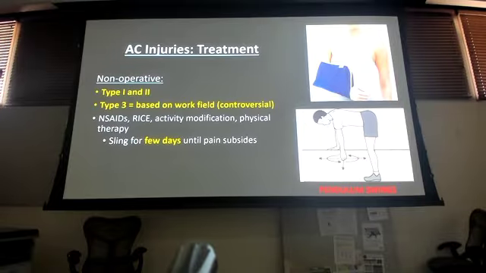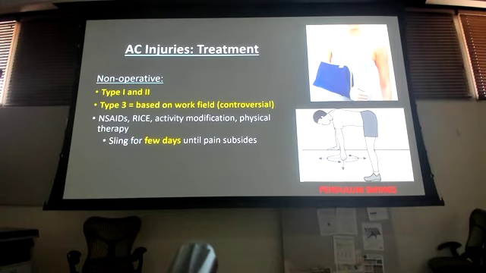So non-operative, type 1 and 2, very reasonable. Type 3, and notice I went from 3 sticks to the number 3, just to clarify. Type 3 is based on what they do for a living, on their occupation, or on the demand of their activity level. Okay? Controversial? Sure.